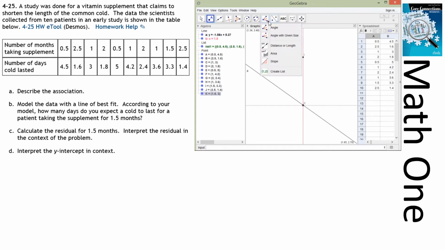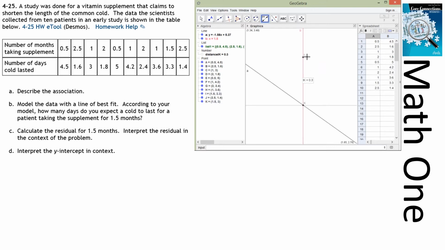Now that distance between those is the residual. In fact, I could grab this tool and click in here. I'm going to calculate the distance between those. So I'm just going to click I and then K. And what it says is the distance between I and K is 0.3. Well, I could have figured that out, right? What we're saying here is that this is a residual of 3.